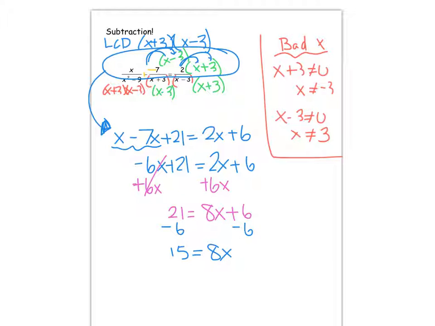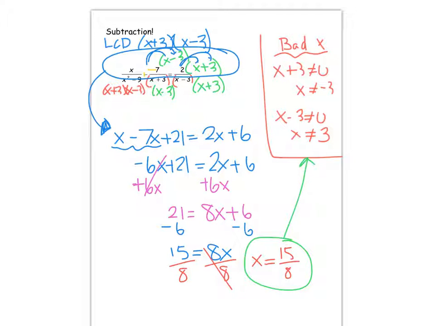And then let's divide by 8 to get x alone. So x equals 15 divided by 8, which is 1 point something. 16 divided by 8 would be 2, so it's a little bit smaller than 2. Remember, before you leave the problem, compare to the bad x's. The bad x's were 3. This is not a 3. The bad x's were -3. This is not a -3. So these are okay. All right, if you have extra questions, let me know.